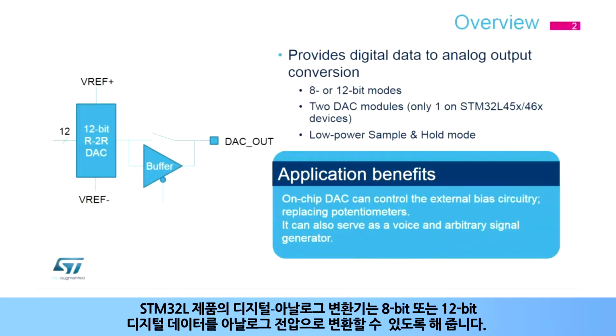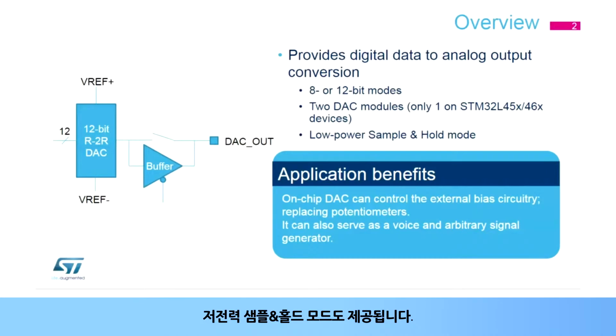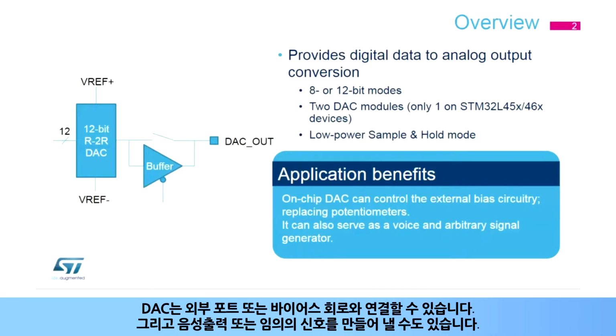The digital-to-analog converter on STM32L products ensures the conversion of 8 or 12-bit digital data to the analog voltage. Two DAC modules are embedded in the STM32L4 devices, except on STM32L45X, 46X devices, where only one DAC is implemented. A low-power sample and hold mode is also integrated. The DAC can interface with external pots or bias circuitry. It can also create voice and arbitrary signals.